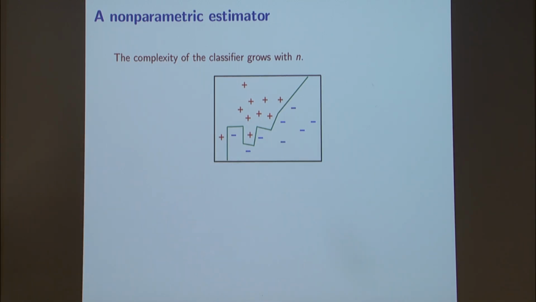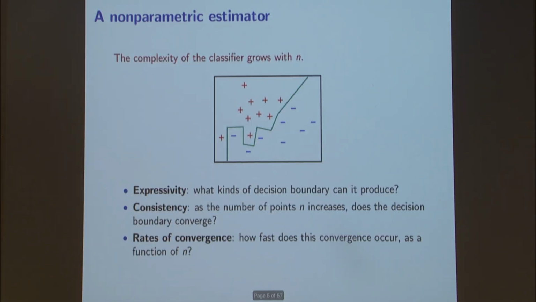So the kind of questions that we'll have is expressivity. What kind of boundary can you produce in this way? You can see just from the picture, you can pretty much get any boundary you like. Then consistency. As you get more and more data, does this boundary converge to something? And if so, what does it converge to? And finally, rates of convergence. How quickly does this convergence occur? These are the kind of questions we'll be looking at.